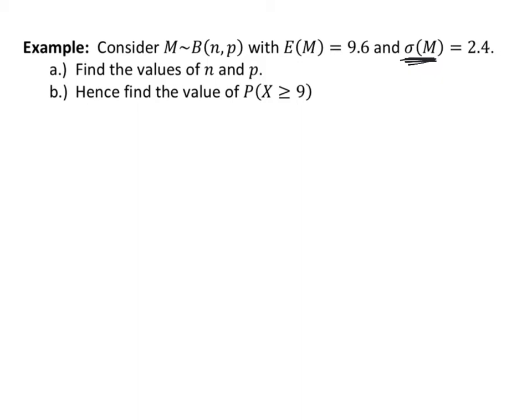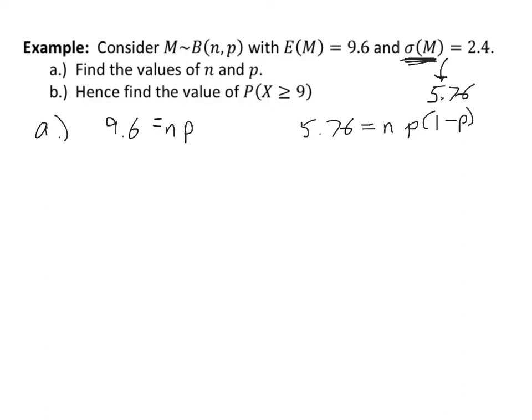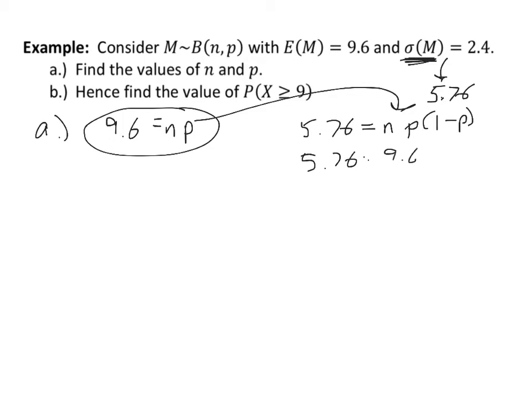All right, so for part A of this problem, finding the values of n and p, we know that the expectation, 9.6, should be np. And we know that the variance of this thing would be this squared. That's 5.76. So the variance, 5.76, should be n times p times 1 minus p. So just like we did in the previous problem, we'll take this and substitute it in for np. 5.76 equals 9.6 times 1 minus p. So when we divide this out, 5.76 divided by 9.6, I'm seeing this to be 0.6 equals 1 minus p. That means that p has to be 0.4.